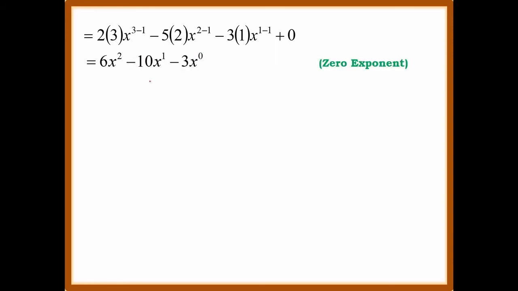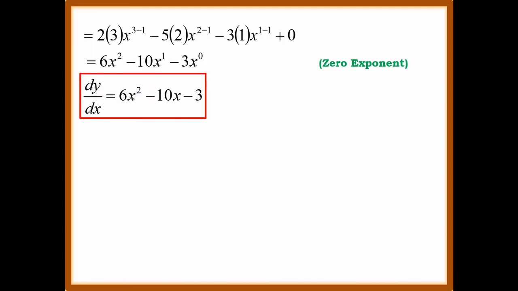So, this will become dy over dx is equal to 6x squared minus 10x minus 3. And that is our final answer.